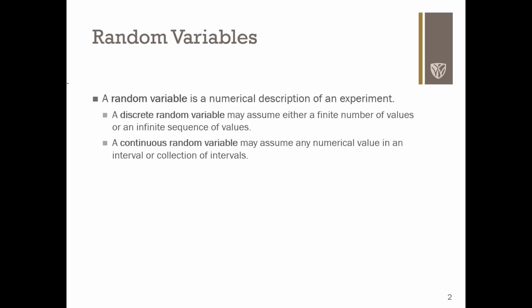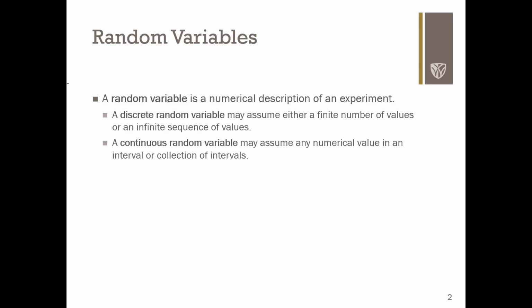Before beginning our discussion of discrete probability distributions, we need to define a couple of terms. First, we need to understand the concept of a random variable. A random variable is really just a numerical description of an experiment, which simply means that when you execute an experiment, it generates a series of outcomes, and the random variable assigns a numeric value to each of the outcomes from the experiment. A discrete random variable has a finite sequence or an infinite sequence of values.